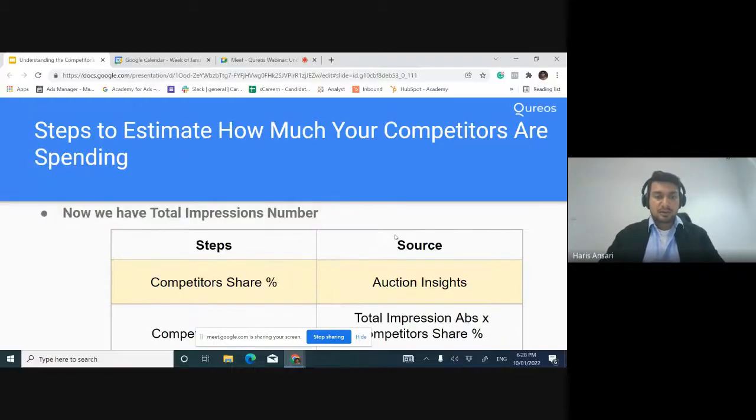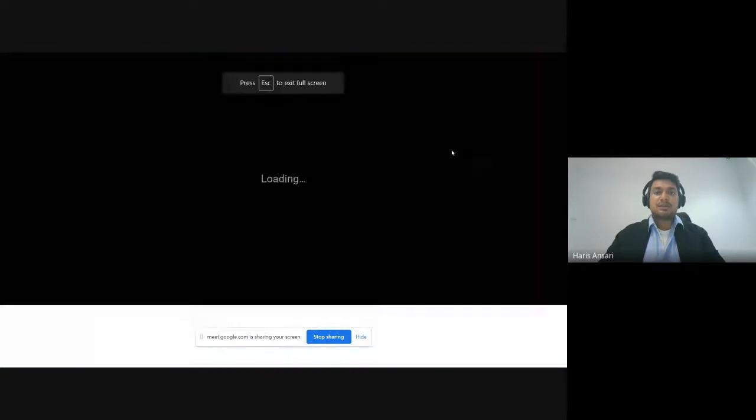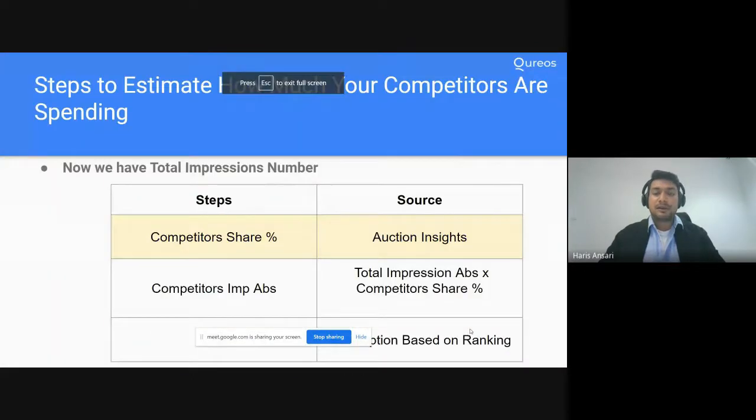Now, the last point is missing, which is CTR. CTR is something you will have to make an assumption on. For those who don't understand, CTR is click-through rate: how many clicks you are getting out of the total impressions. It's a metric which shows how well your ads are performing.